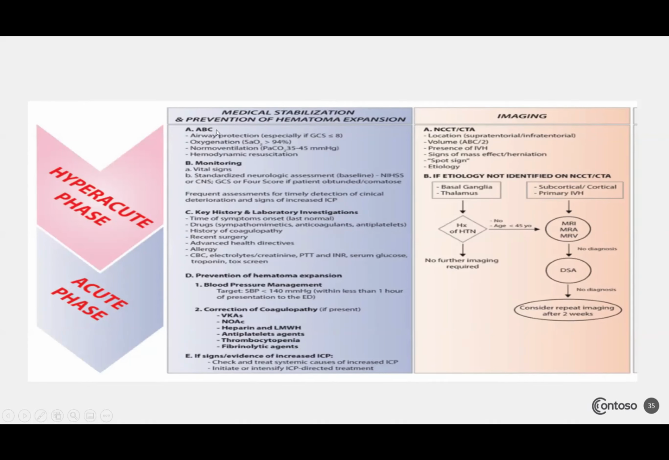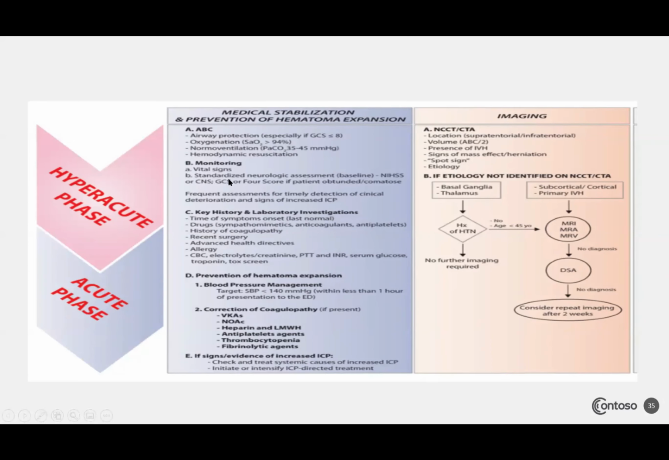Hyperacute phase is the ABC: is the patient protecting their airway? Intubate if they are not protecting their airway, like GCS of 8 and less. Oxygen saturation should be maintained. They should be maintained normotensive and normoventilated. Don't drop the PCO2 below 30 in these patients. Don't hyperventilate them, because prolonged hyperventilation will lead to vasoconstriction initially, and then the autoregulation will be lost, and you will lead to more devastating things.